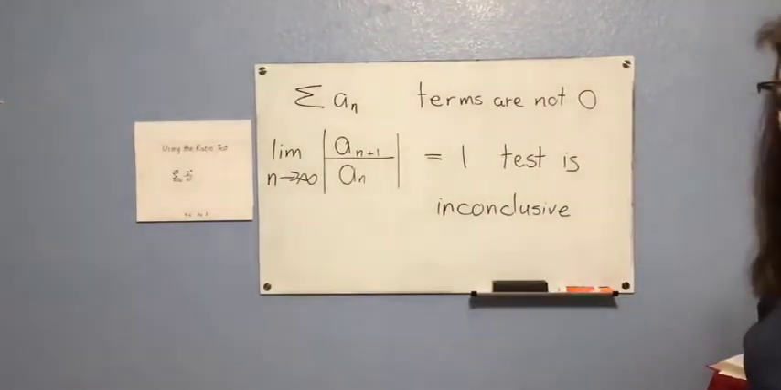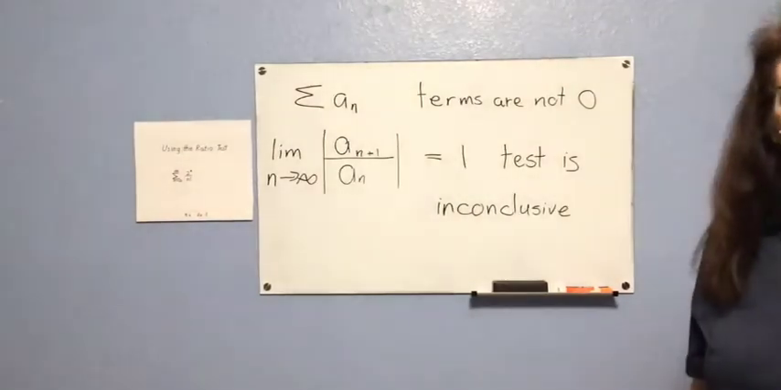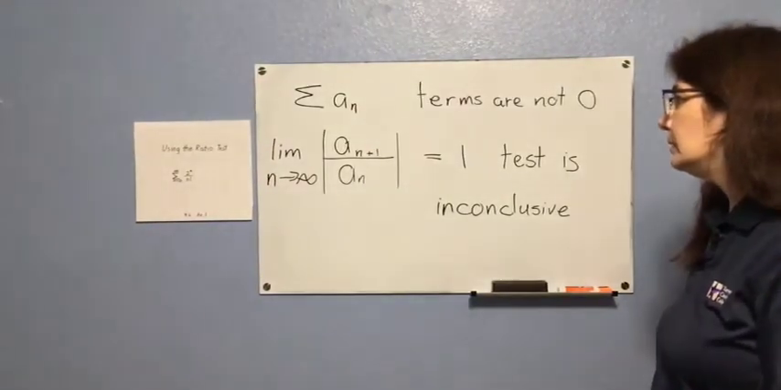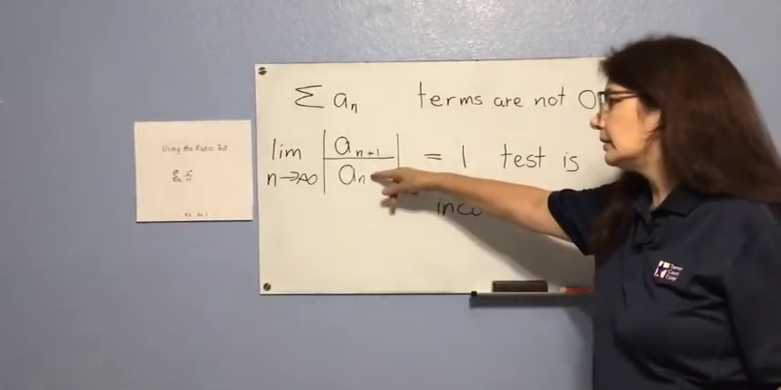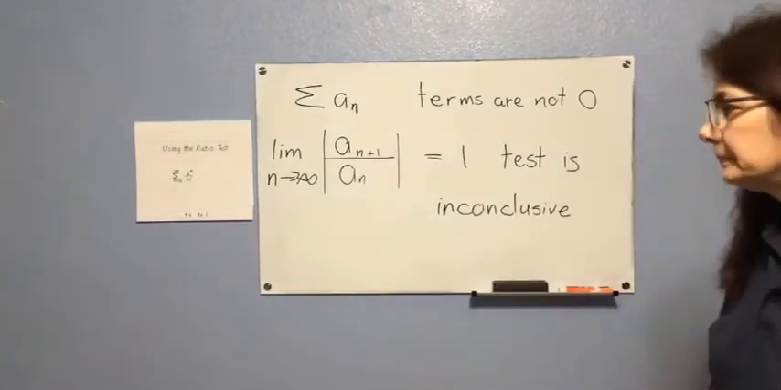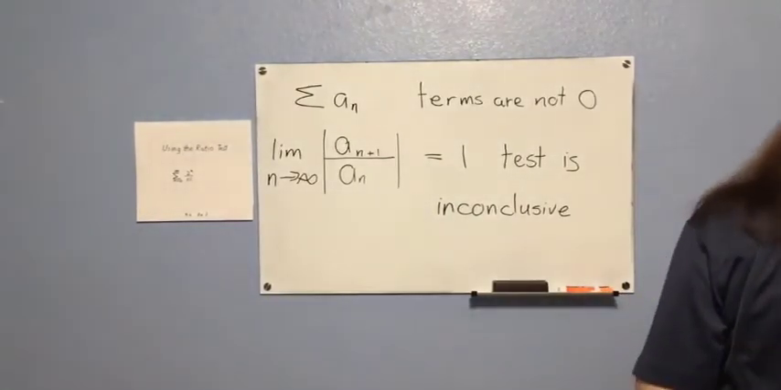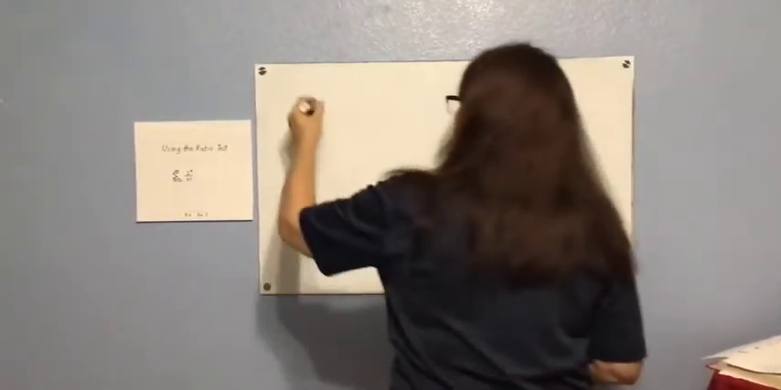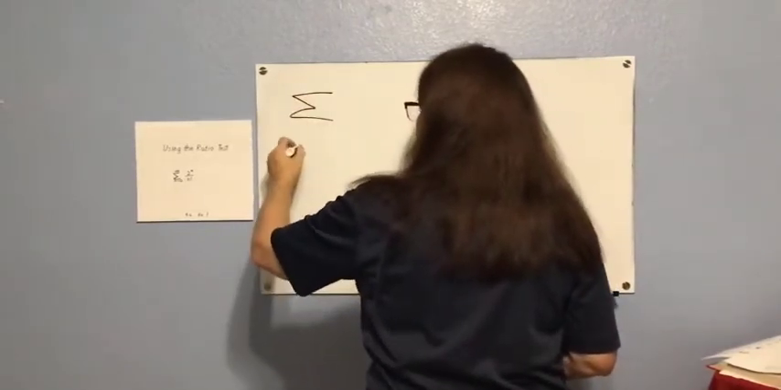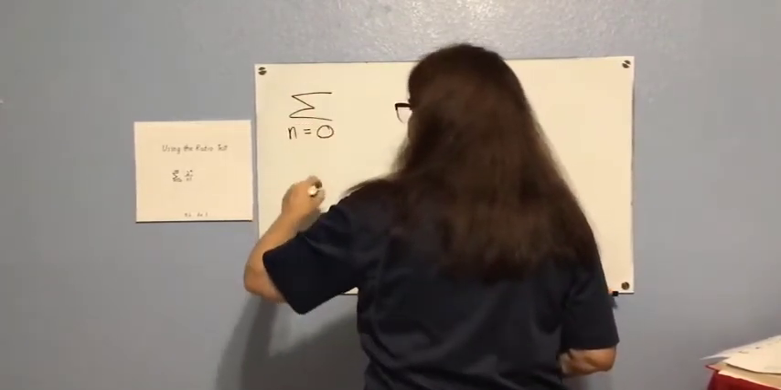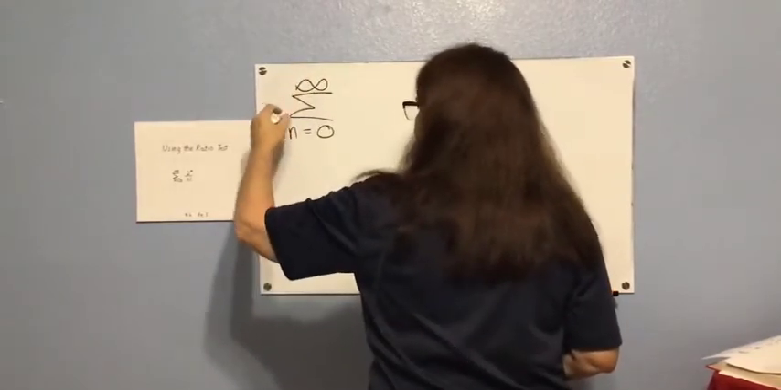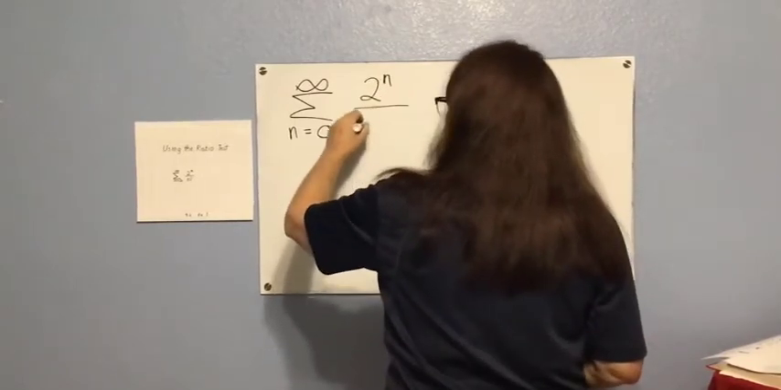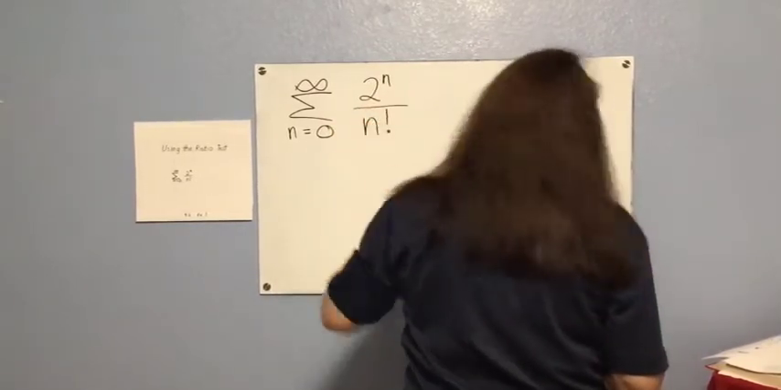Okay, so that's the ratio test. I've got to have non-zero terms, and then I construct a ratio between the term and the term that comes after it. Let's look at some examples. Here's a series we'll want to know about: 2 to the n power over n factorial.